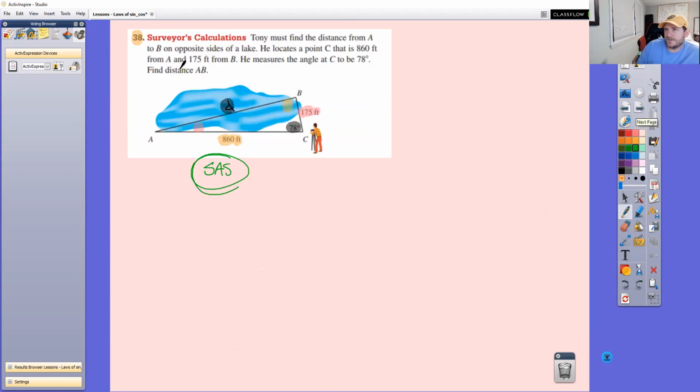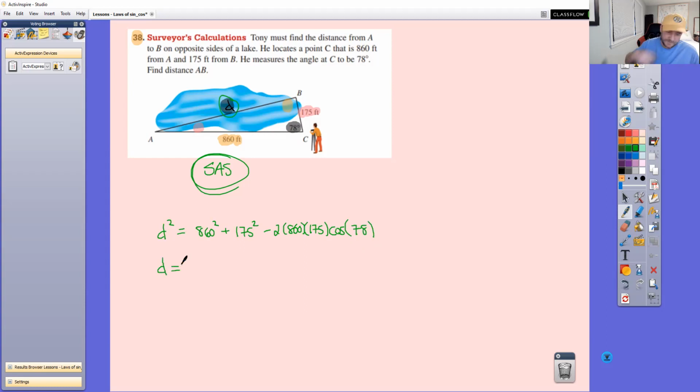So let's solve this thing. We know that to solve for D, we put the D all alone on the left. We set it equal to our side squared, 860 squared, plus 175 squared, minus 2 times 860 times 175 times the cosine of our angle, 78.